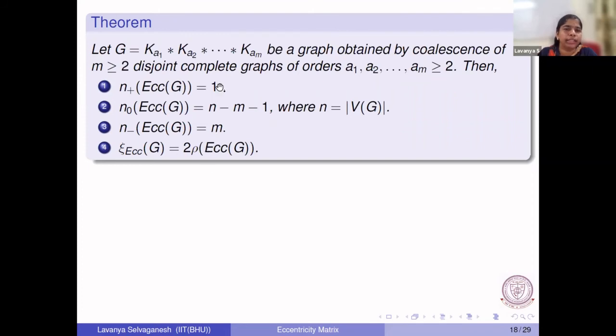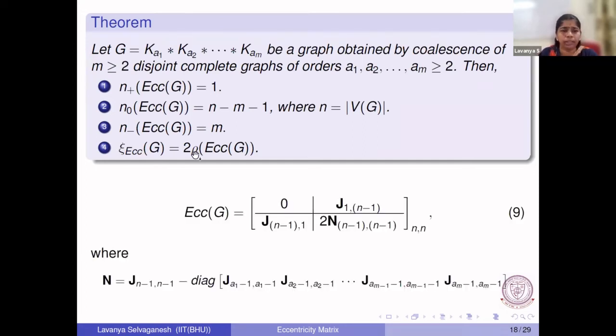And since there is only one positive eigenvalue, the eccentricity energy, which is nothing but the sum of the absolute values of the eigenvalues, is twice the spectral radius, right? So again, here I'm not computing the spectrum, but we'll try to show why n plus is equal to 1, that is, the number of positive eigenvalues is 1, and why n minus is m.